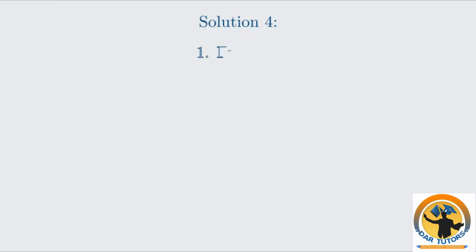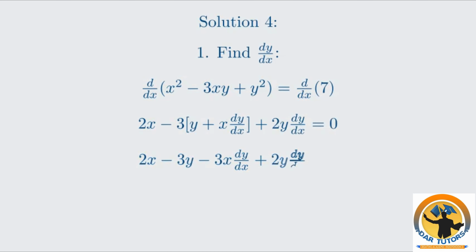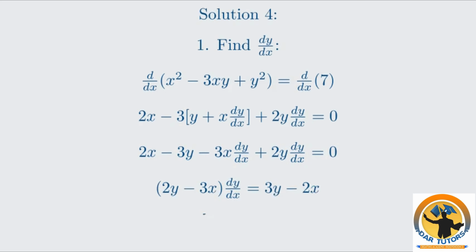First, we find dy/dx. Differentiating the equation gives 2x minus 3 times the product rule for xy, plus 2y dy/dx equals 0. This simplifies to 2x minus 3y minus 3x dy/dx plus 2y dy/dx equals 0. Grouping terms and solving for dy/dx, we get dy/dx equals 3y minus 2x all over 2y minus 3x.